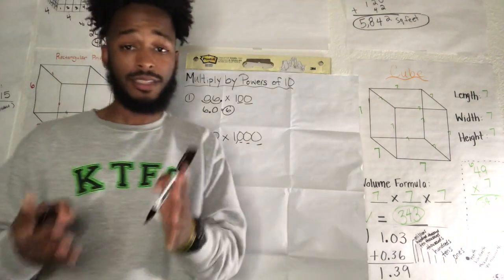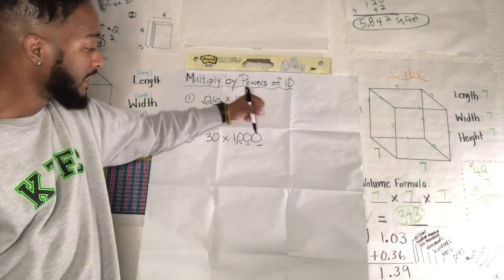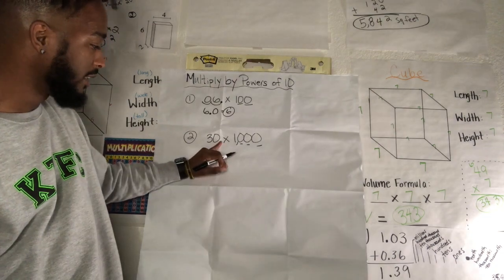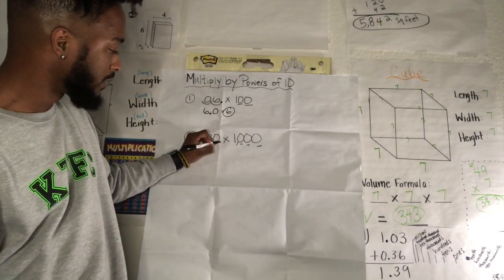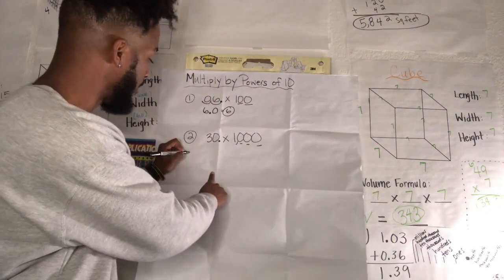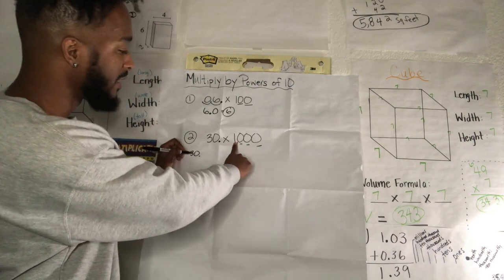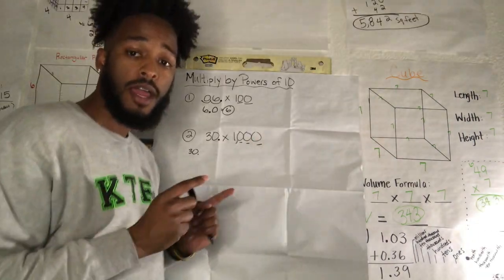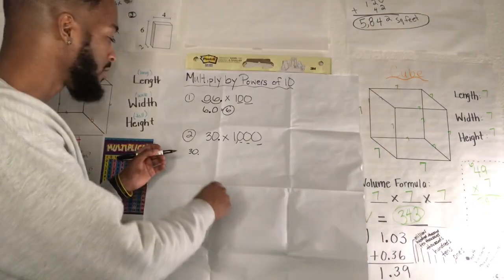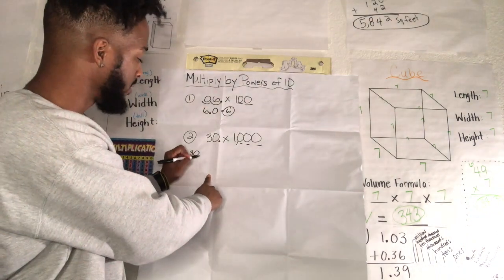I'm going to use the same exact rule as I did in the first problem. I'm going to count how many zeros I have: 1, 2, 3. In this case, my decimal is to the right of the 0. That's a whole number, so we've got 30 with the decimal. I'm going to move my decimal to the right 3 times, because there's 3 zeros.